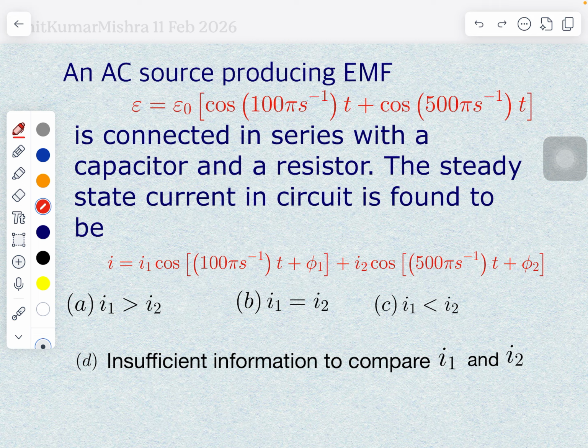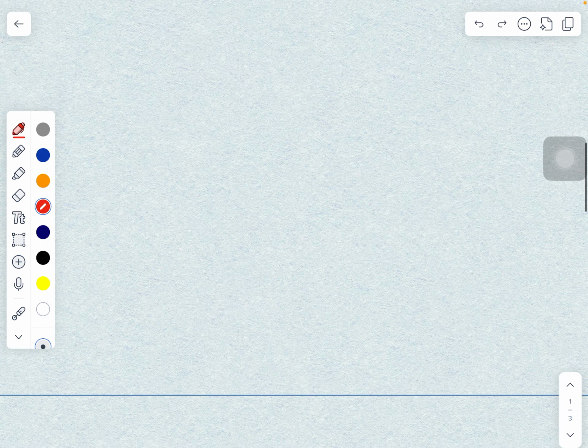Now the current has two elements, one with I1 and the other with I2 as peak value. Now the options are: I1 is greater than I2, I1 equal to I2, I1 less than I2, and the last option is insufficient information to compare I1 and I2. Let's move to the solving part.